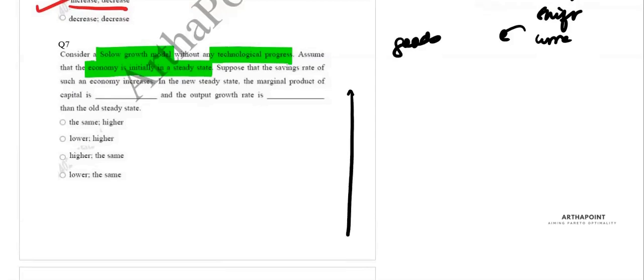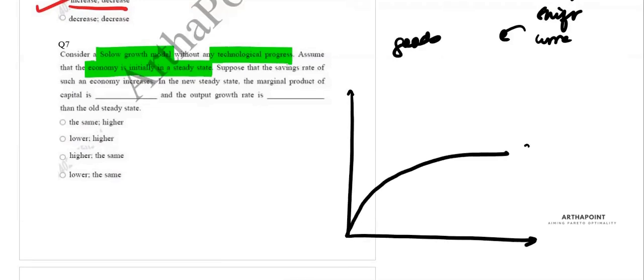So the Solow model has this equation. This is your amount of output. Whenever you get some amount of output, out of that amount of output, you will save some amount. So this will be savings on the full output level.